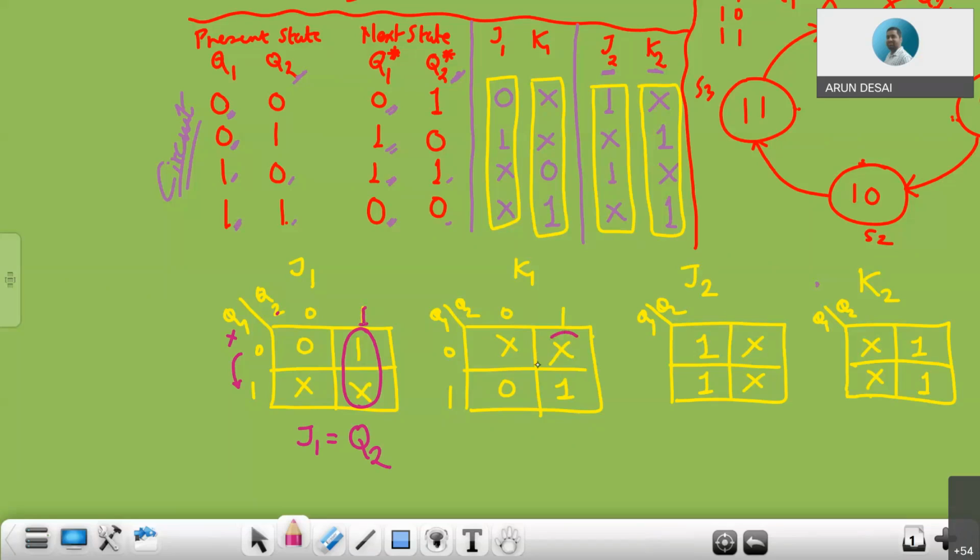Then we'll try for K1. K1 also we can have a group like this, right? Q1 is cancelled, Q2 holds, Q2's value is 1. So K1 basically is again Q2, right? Now this is also 0, 1, 0, 1. We group 1, 1 here. Q1 is cancelled there.